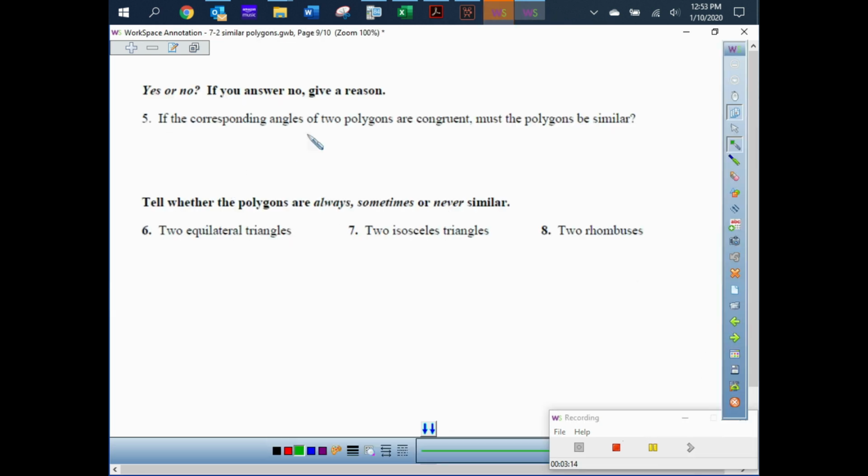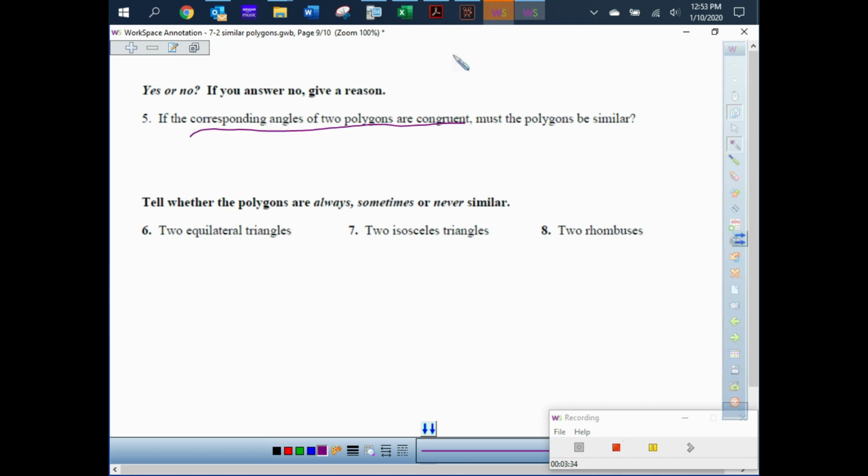And then here, it's the same thing. Yes or no? If no, give a reason. If the corresponding angles of two polygons are congruent, must they be similar? So if we were in front of the math judge trying to prove this, we'd have to see if both rules worked. First, we need to know if corresponding angles are congruent. Well, they tell us so, so that's happening.